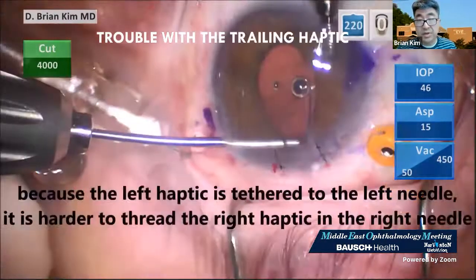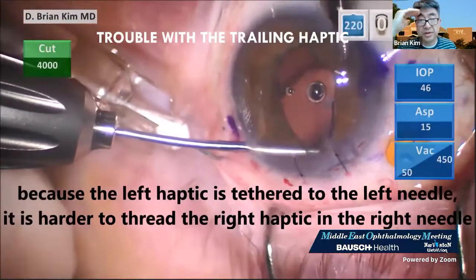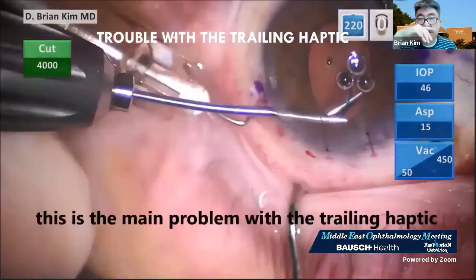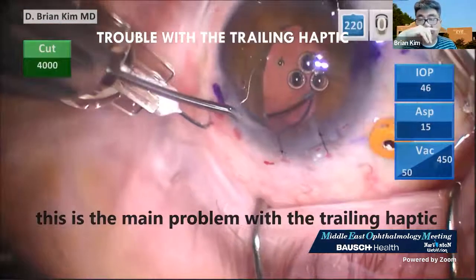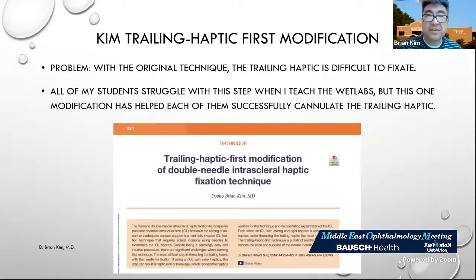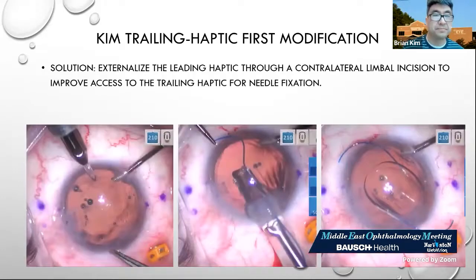Part of the problem is I'm holding the haptic a little bit too far posteriorly, so I don't have very good control. But again, if you're docking the haptic on the bevel, this problem is actually resolved, and I'll show you that. So my modification is the trailing haptic first modification. I think I submitted it in 2018. Whenever I've taught the original technique in the wet lab, everyone struggles with the trailing haptic. But when I show them this modification, they're able to successfully cannulate the trailing haptic without any problems.